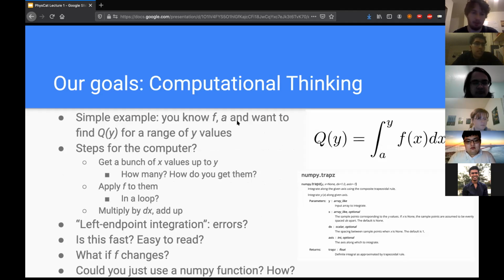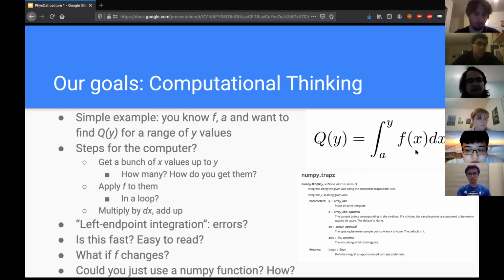Computational thinking. Suppose someone's given you a paper or something like that, and in there they've got this equation where something is an integral of something else. It doesn't really matter what the variables are. How do you tell a computer to do that? You might break it down into steps like this.